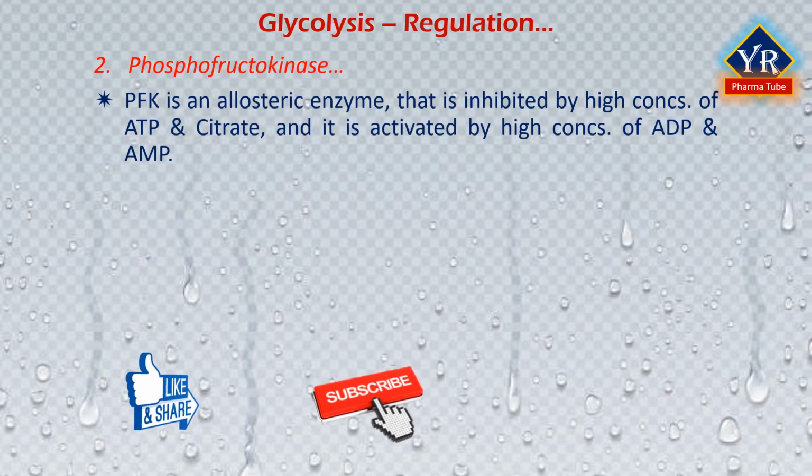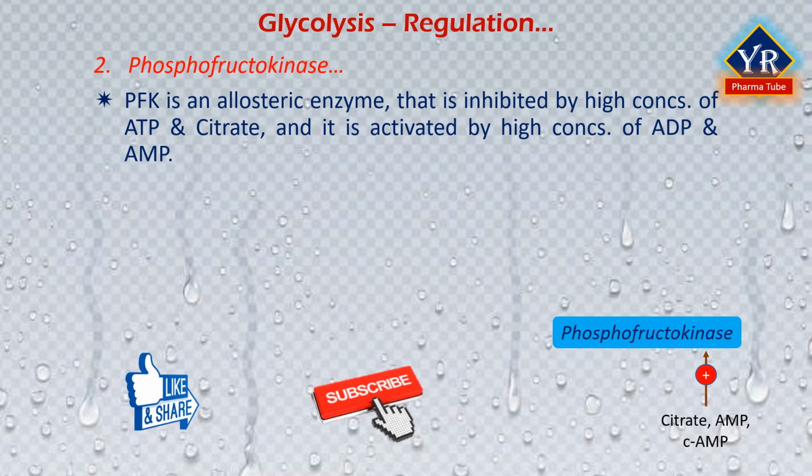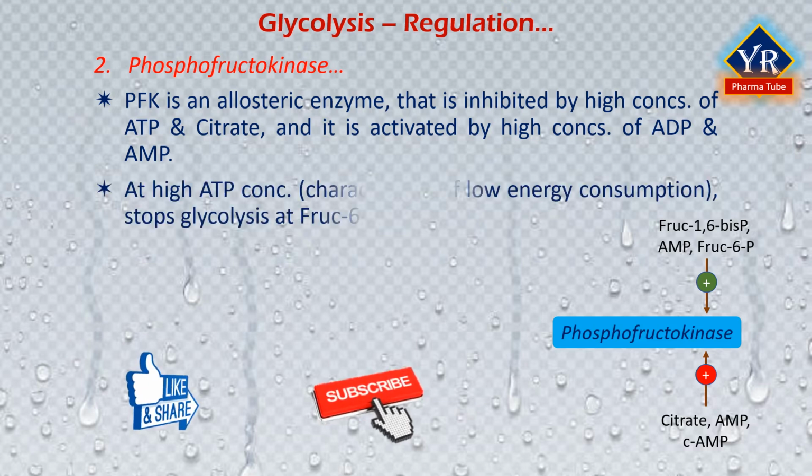As an allosteric enzyme, phosphofructokinase is inhibited by high concentrations of ATP and citrate, and it is activated by high concentrations of ADP and AMP. A high ATP concentration, which is characteristic of a state of low energy consumption, thus stops glycolysis at the fructose 6-phosphate stage. This stoppage also causes increases in glucose 6-phosphate stores because glucose 6-phosphate is in equilibrium with fructose 6-phosphate.